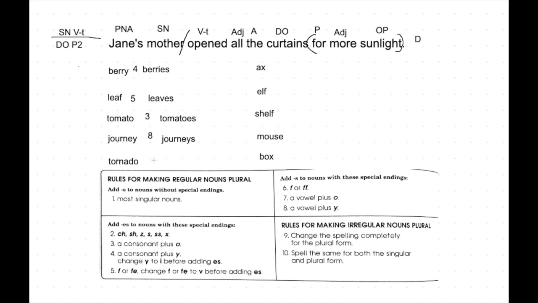Tornado. You should notice that it ends in an O, just like tomato. So we're following rule number 3. It's a consonant plus an O, because D is a consonant. And so this should be tornadoes, like that. You need to add an ES.